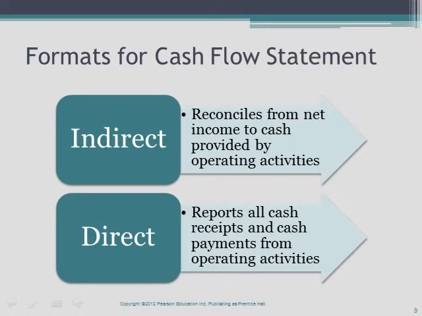There are two ways to format operating activities on the statement of cash flows: the indirect method, which reconciles from net income to net cash provided by operating activities, or the direct method, which reports all cash receipts and cash payments from operating activities. The two methods use different computations, but they produce the same figure for cash from operating activities. These two methods do not affect investing or financing activities.